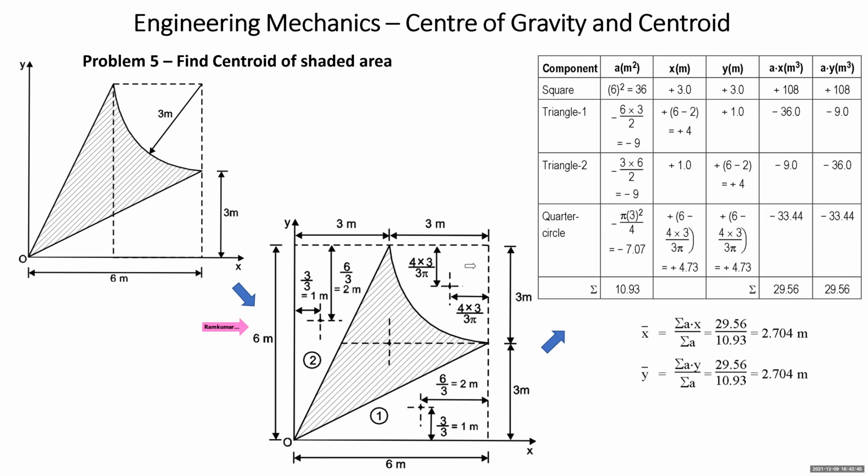Now students, we have completed this square. This is the centroid of the square, which is 3 meter right of the y-axis, and 3 meter above the x-axis. We come to this quarter circle. Centroid of the quarter circle will be at 4r upon 3 pi from this base, and 4r upon 3 pi below this base. If you come to this triangle 2, this is the base, height is 6, so this centroid will be at 6 by 3. If you talk about this base, height is 3, 3 by 3 is 1 meter.